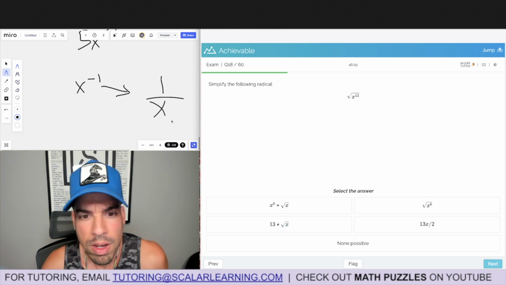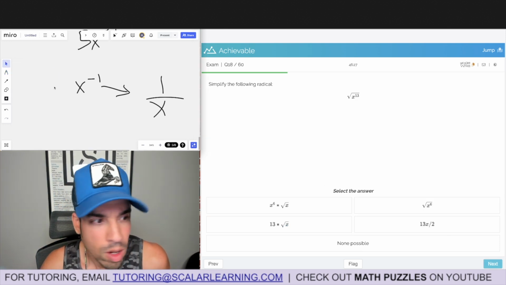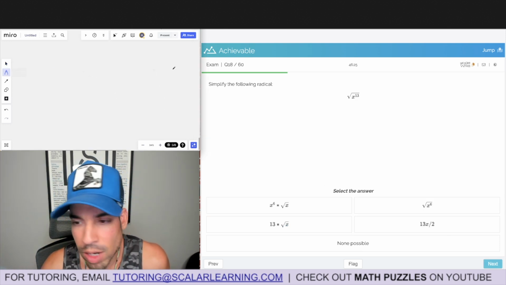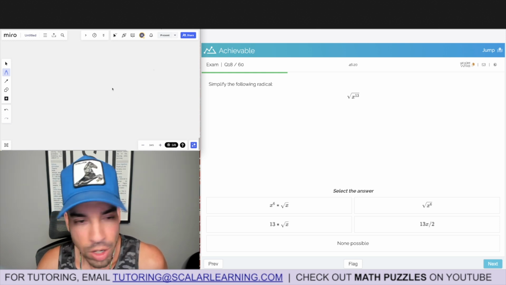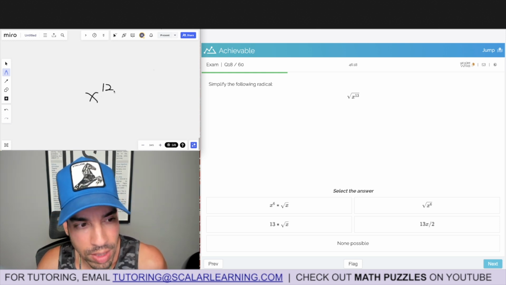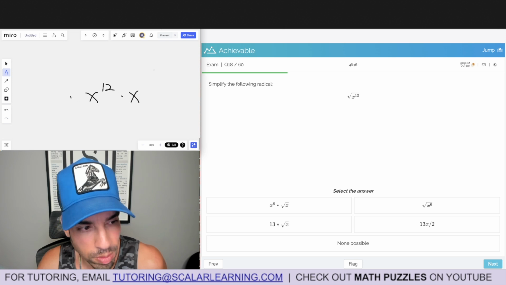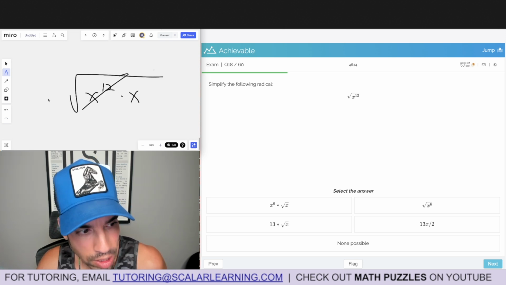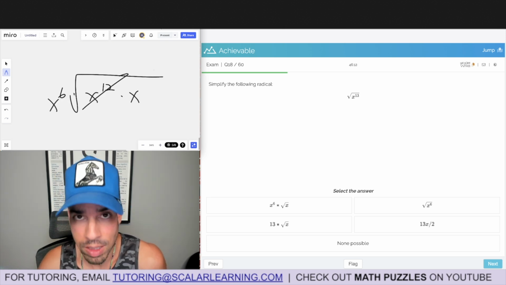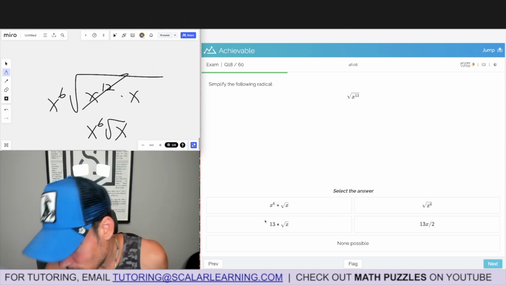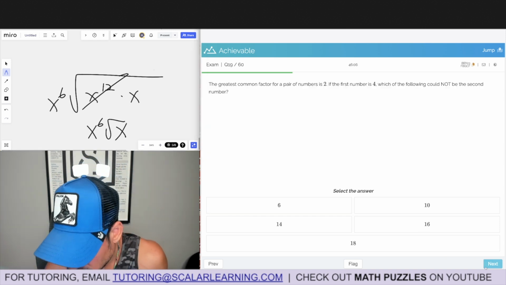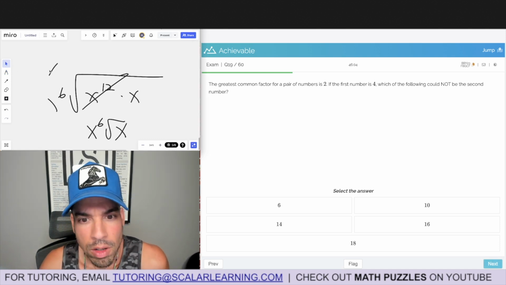Boom, done. Okay. Simplify the following radical. Well, when we're simplifying a radical, it's a square root, so we're looking for perfect squares. Anything with an even exponent is a perfect square. So that's x to the 12 times x. The square root of x to the 12th is actually x to the 6th, right? Because x to the 6 times x to the 6 is x to the 12th. So we're left with x to the 6th times the square root of x. That's the most I can simplify, which is this one. Boom, done. All right, next. Okay, hold on.